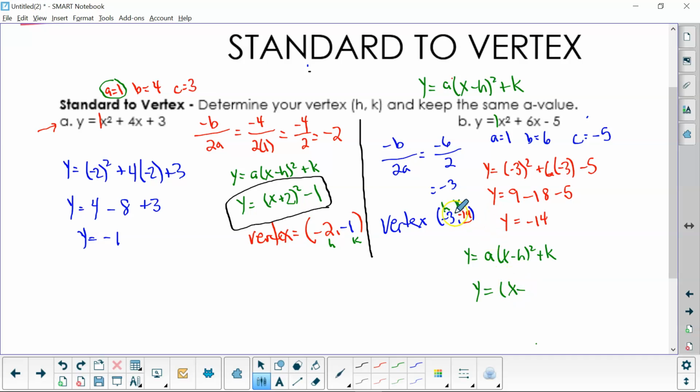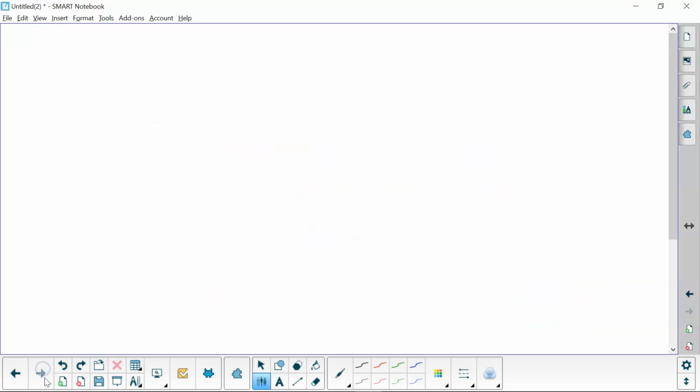x minus my h value, which is negative 3, so x minus a negative 3, squared, plus negative 14. We can rewrite this as y equals x minus a negative, which is a positive, x plus 3 squared, plus a negative, we can just simply write minus 14. And here's our final answer.